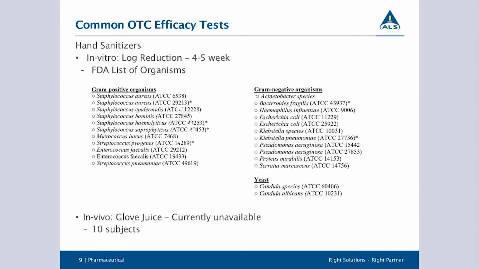Time kill studies on hand sanitizers. The ASTM method, we would test all of the organisms that are on that list on slide 9. However, we offer an in-house method that is, I believe, 4 or 5 organisms that we can do if you're just trying to range find on a hand sanitizer. And I do list a 4 to 5 week turnaround. It's really turning out to be more like 8 weeks for the log reduction on hand sanitizers. That is a typo that I just noticed.